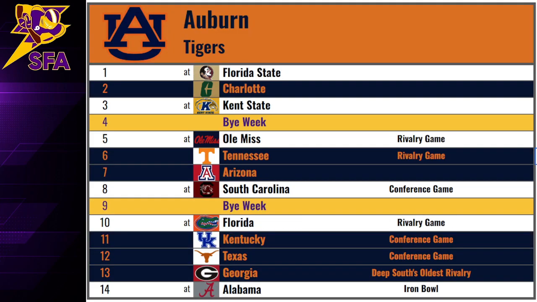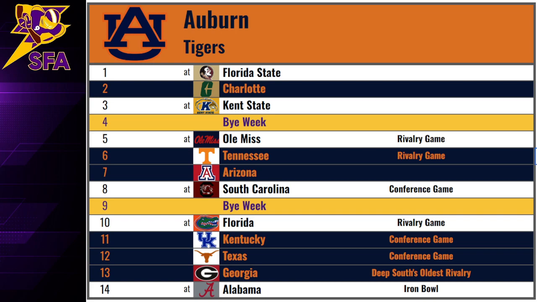So now Coach Cabbage and Auburn, they're going to face Florida State in week 1. That is a beast of a game. That one's going to be fun to watch. Charlotte as well, the traditional rivalry there. Kent State, that should be a win, but remember, Kent State beat Florida State last year. Arizona, like we saw earlier.